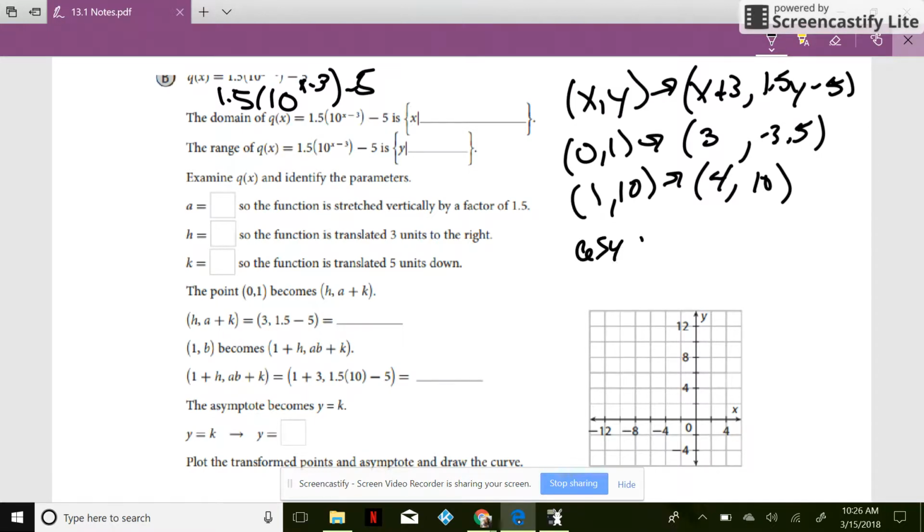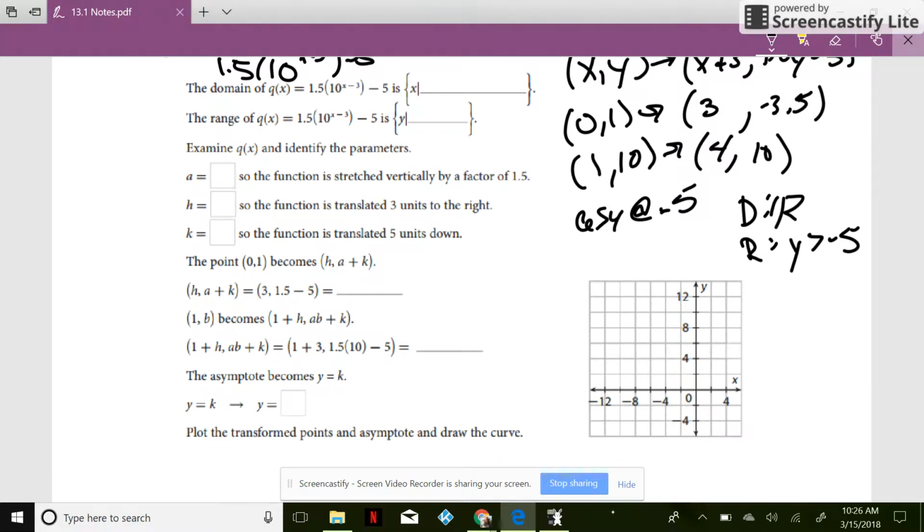We're going to have an asymptote at -5. Domain is going to be all real numbers. Range, we didn't flip, but we do have that vertical shift. So we shifted down, so our y values will now be greater than -5. So when we graph, we're going to have an asymptote at -5. We can draw that in. Then the coordinates of 3, -3.5, about there. And then at 4, 10. So our graph is going to look something kind of like that.